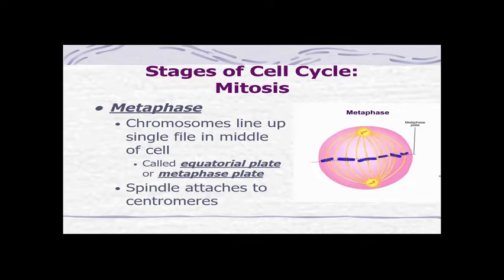When those chromosomes are lined up in the middle of the cell, the spindle will attach to the centromeres. So on each side, the spindle that was growing from those centrioles are going to grab onto that middle centromere.